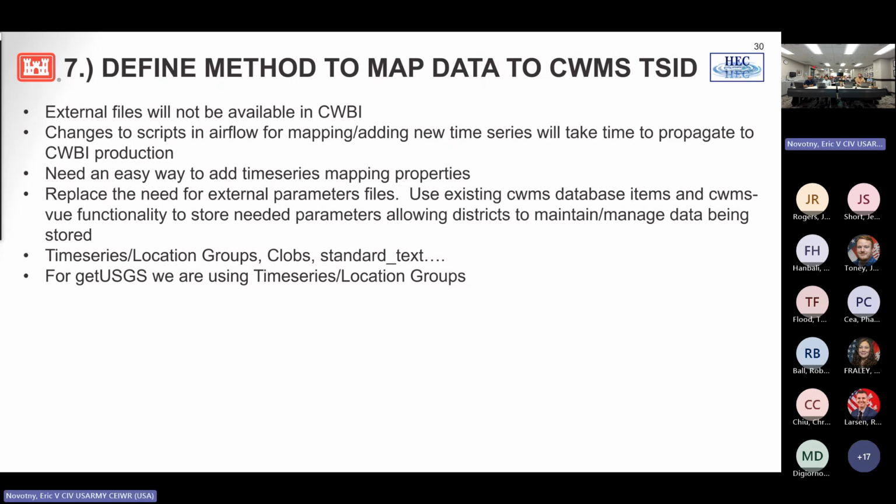So the next step is we have to define a method to map data to a SWIMS time series ID, right? A lot of times this is hard coded in the script itself. You're saying I'm grabbing this data and it's going to this time series ID. Maybe you have a dictionary set up in your code. Maybe you have a parameter file on the side of your script that stores this information to map an ID from your source to an ID in SWIMS.